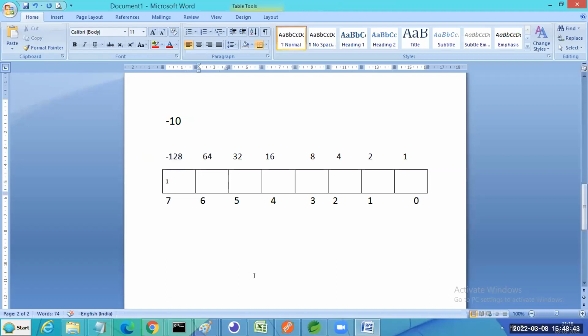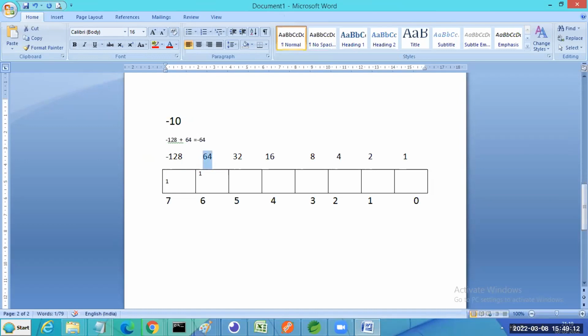Minus 128, and here also if it is 1, here also it is 1. So what will it be? 64. Minus 128 plus 64 is how much? Minus 64. So this will be equal to minus 64, right?